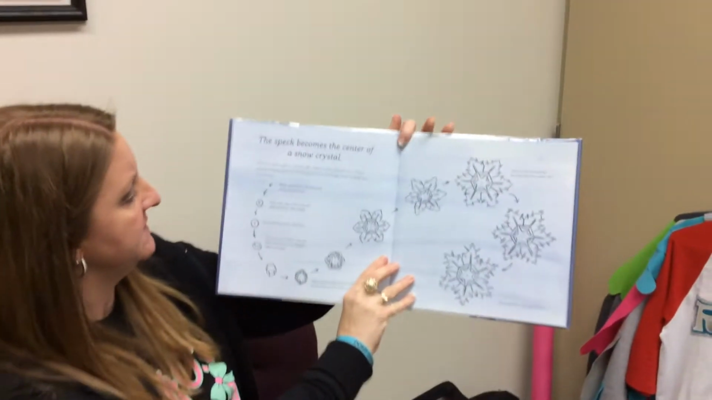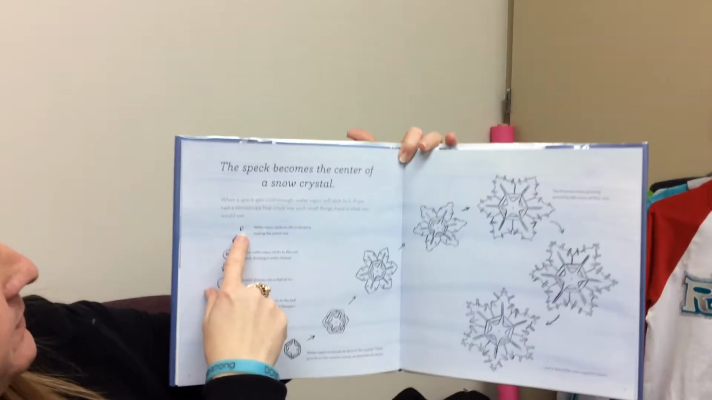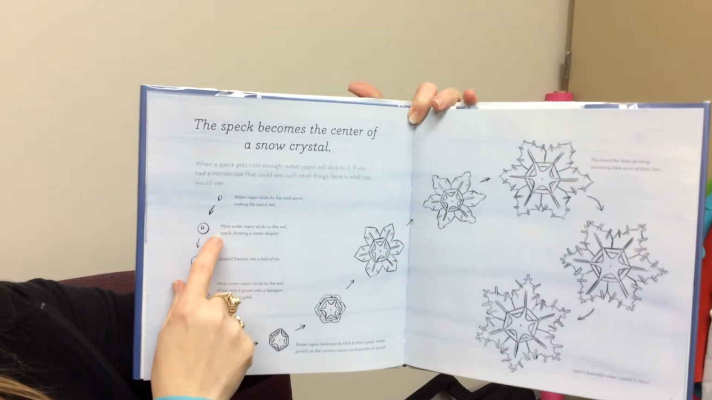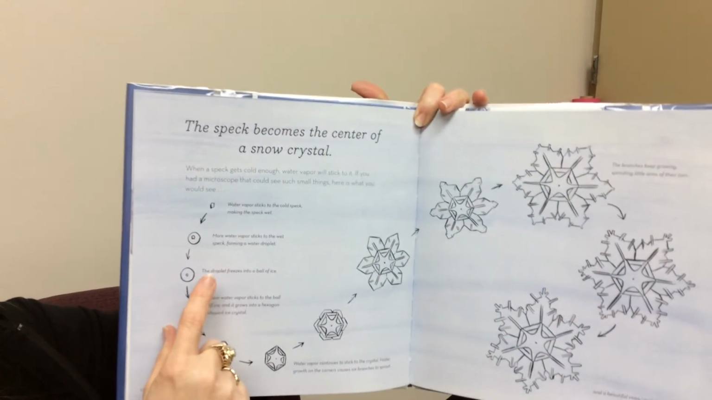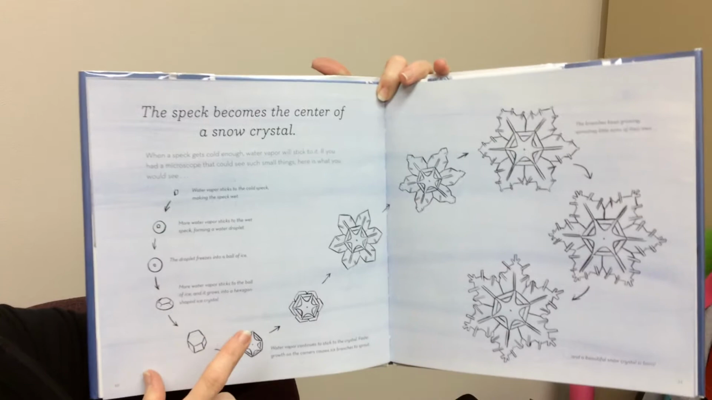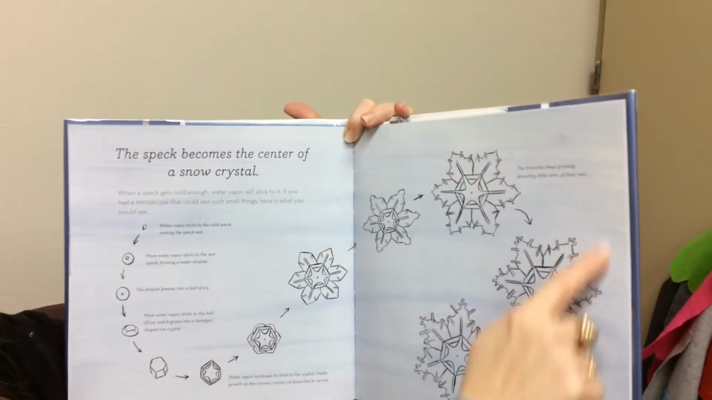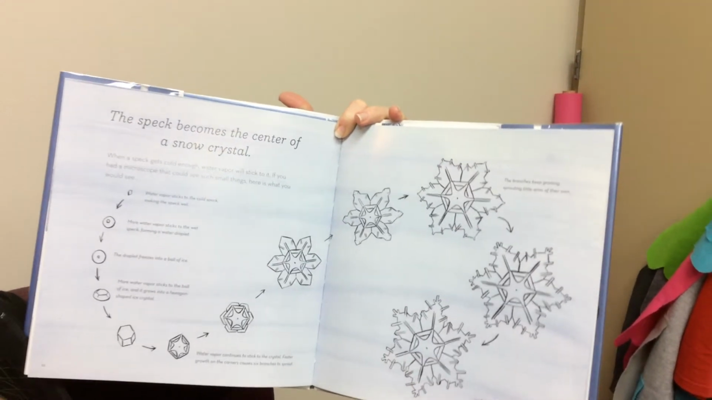The speck becomes the center of a snow crystal. When a speck gets cold enough, water vapor will stick to it. If you had a microscope that could see such small things, here's what you would see. Water vapor sticking to the speck, more water vapor, droplet of ice, more water vapor, until you get a snow crystal.